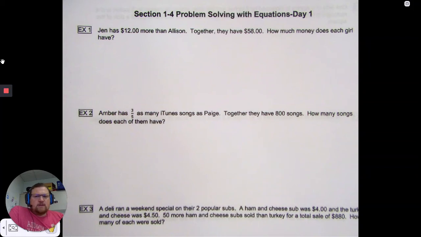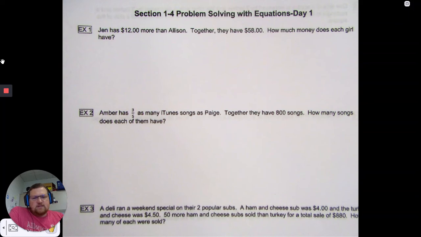Hello and welcome. We are looking at section 1.4, which is problem solving with equations day 1. This is where we're going to be taking real life type situations where we have to define one quantity in terms of another to be able to solve values for both. So let's look at examples. It's by far the easiest way to explain what we're looking at.